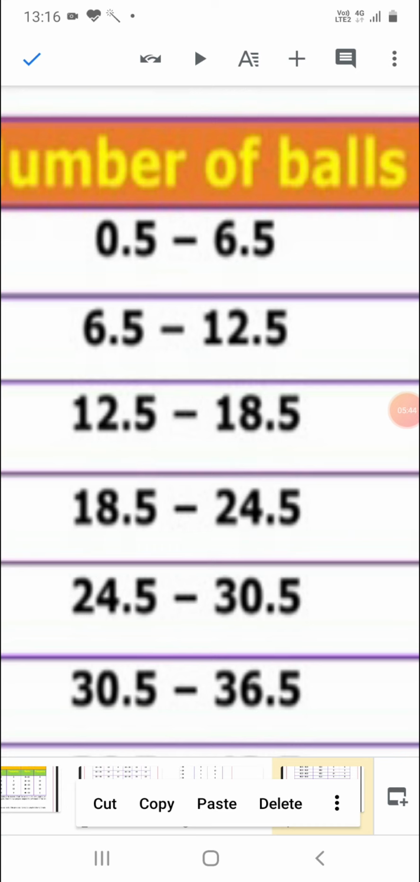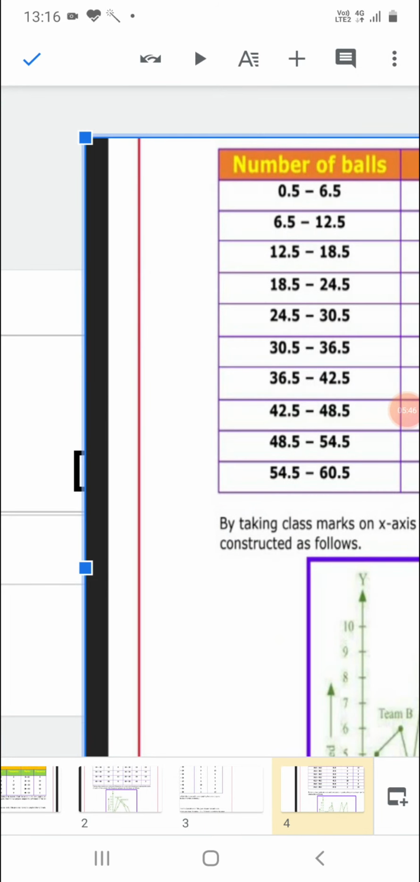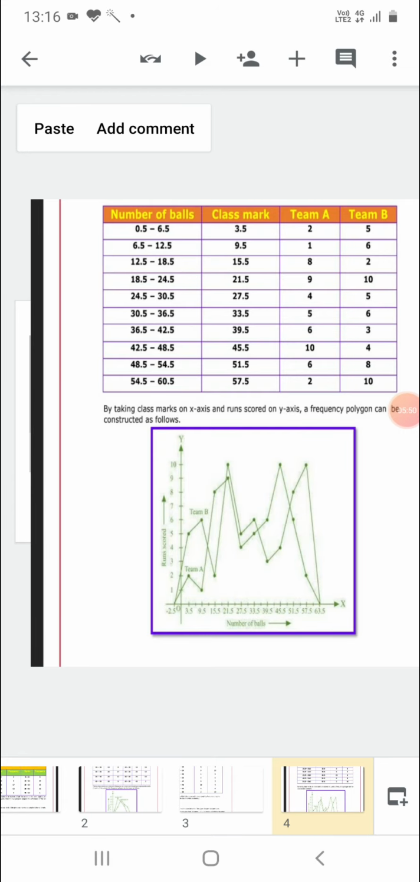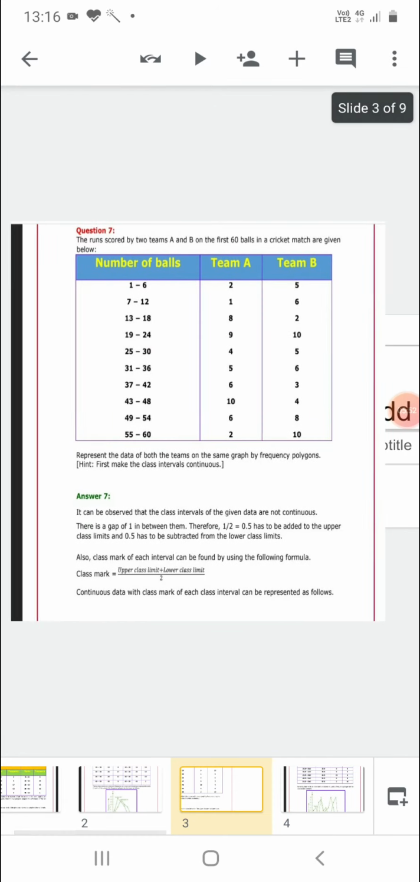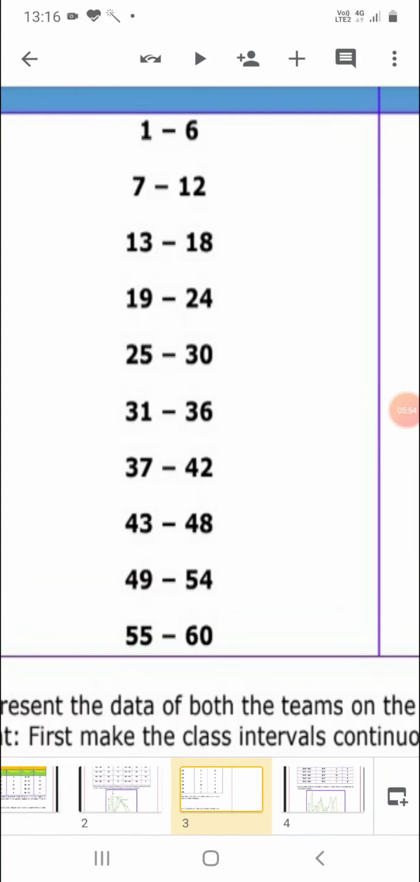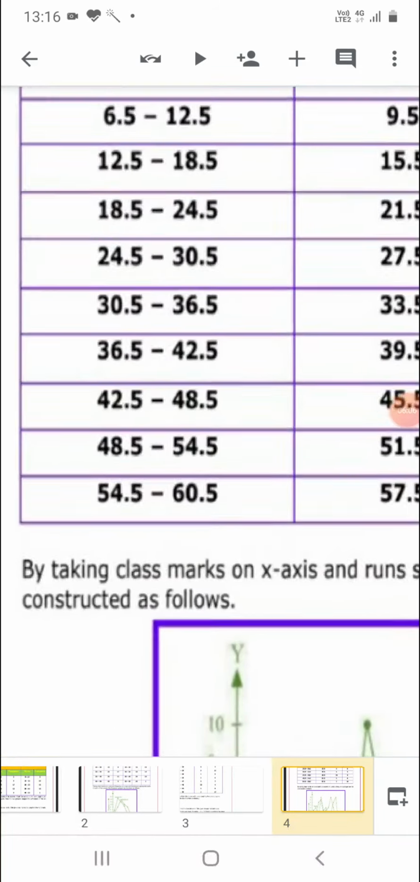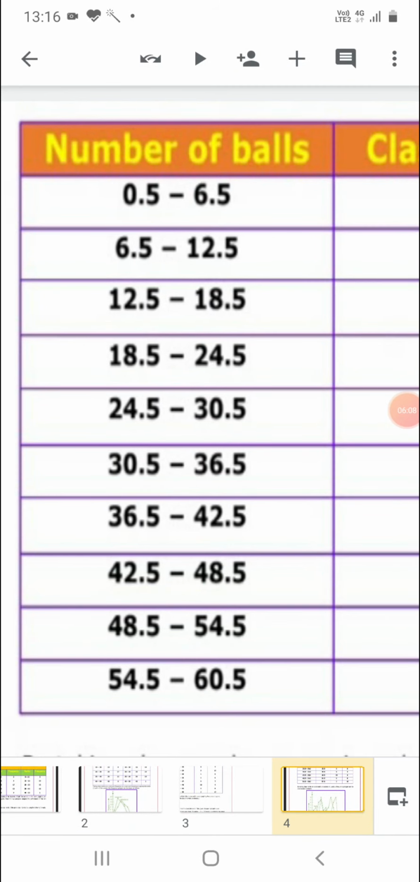Similarly, in the next class, 7 is the lower limit and 12 is the upper limit. When we subtract 0.5 from 7, what will we get? 6.5. And 12 plus 0.5 you'll get 12.5. So in this way you can see 6.5, 6.5, 12.5, 12.5, 18.5, 18.5.